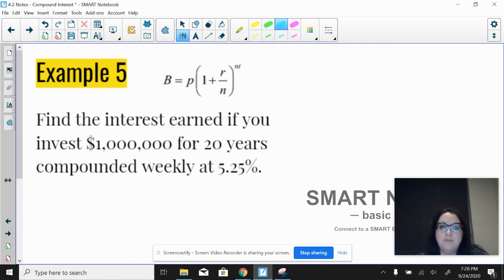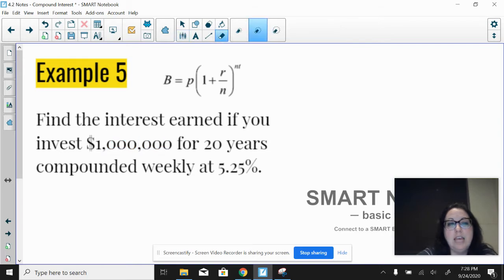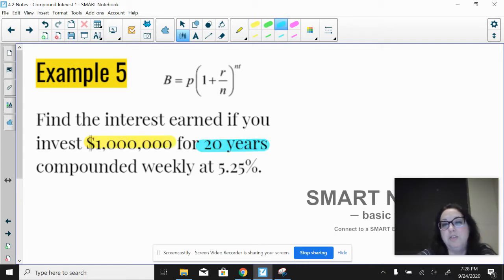So this example says find the interest earned if you invest $1 million for 20 years, compounded weekly at 5.25%. Sorry, I'm going to highlight. Those are the normal colors that I was using. I'm trying to be coordinated here. And weekly, and then we have our rate of 5.25%.